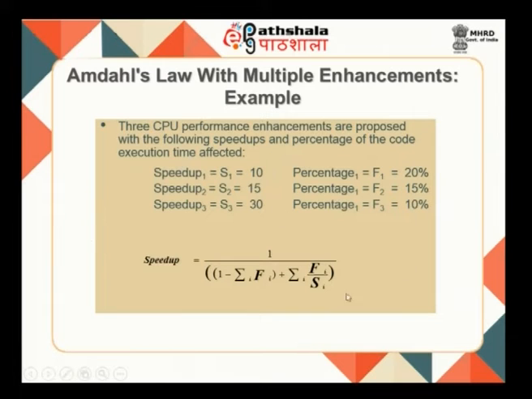Now the speed up equation, because you have multiple enhancements which are brought in, all you have to do is, instead of saying 1 by (1 minus f plus f by s), it becomes 1 by (1 minus sigma i fi plus sigma i fi by si). So this is how your speed up equation is modified when you have multiple enhancements.